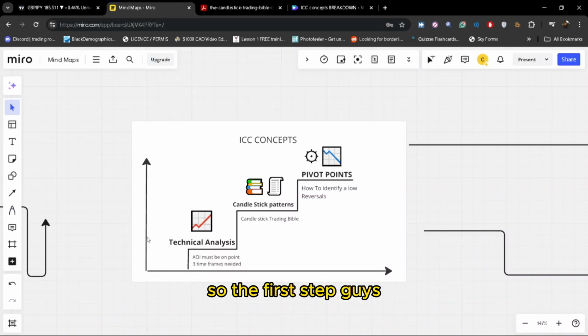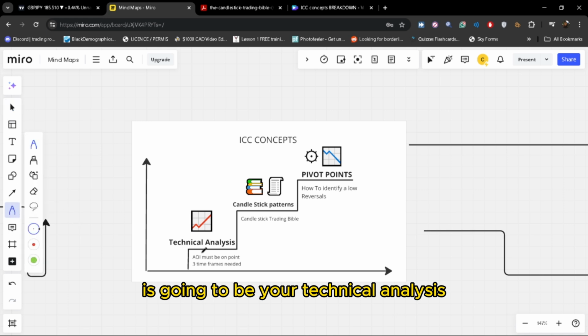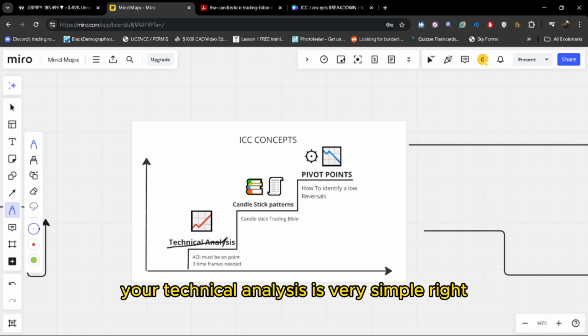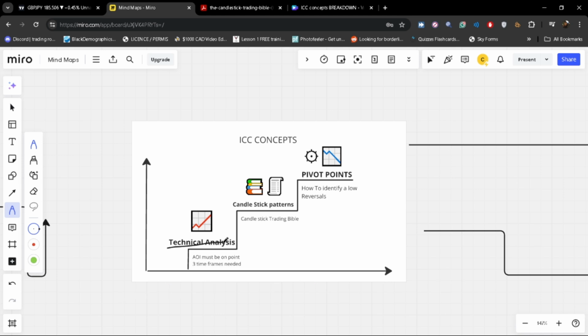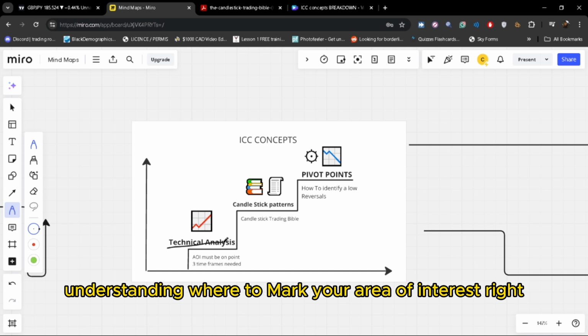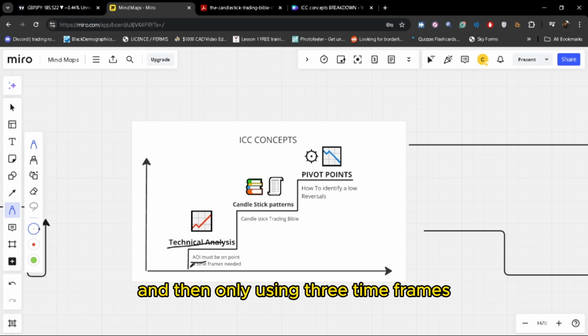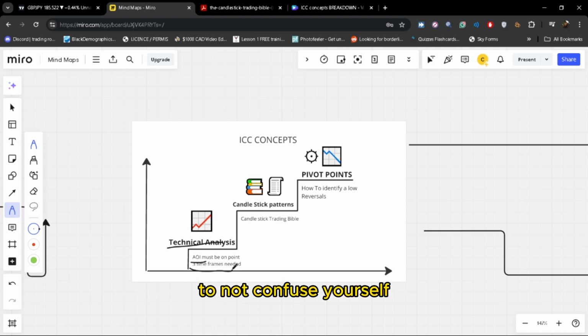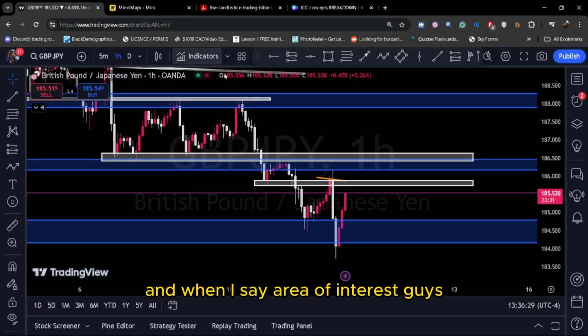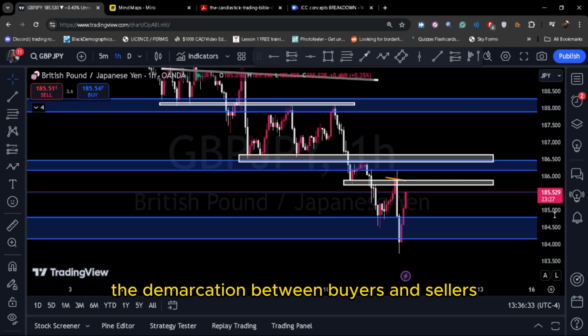So the first step guys is going to be your technical analysis. Essentially guys, your technical analysis is very simple, right? It boils down to two things: understanding where to mark your area of interest, right? And then only using 3 time frames to not confuse yourself. And when I say area of interest guys, area of interest just basically means the demarcation between buyers and sellers.